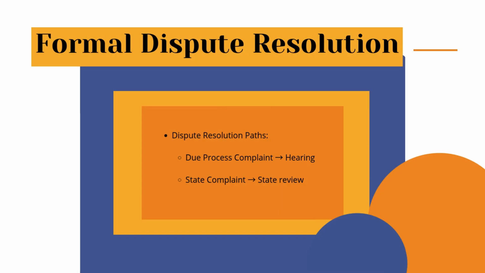When disagreements happen, parents have different options for resolving them. The two main formal paths are due process, which is a formal legal process like a courtroom hearing, where disagreements are resolved by an impartial hearing officer. The other option is a state complaint, which is a written complaint filed with the state education agency when there's been a violation of IDEA, such as missed services or failure to follow timelines. Later, we'll talk about the stay put rule, which protects your child's placement while a dispute is being resolved. Each of these paths serves a different purpose, and today we'll break them down step by step.